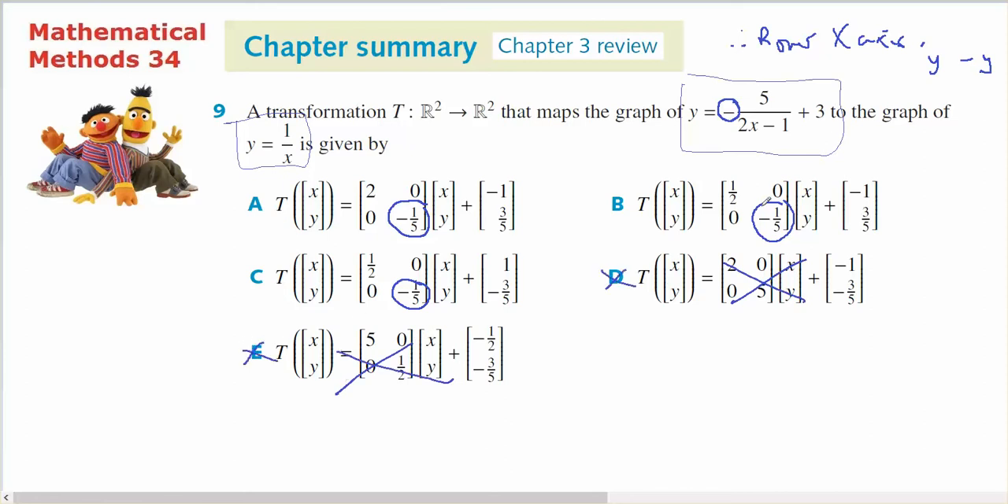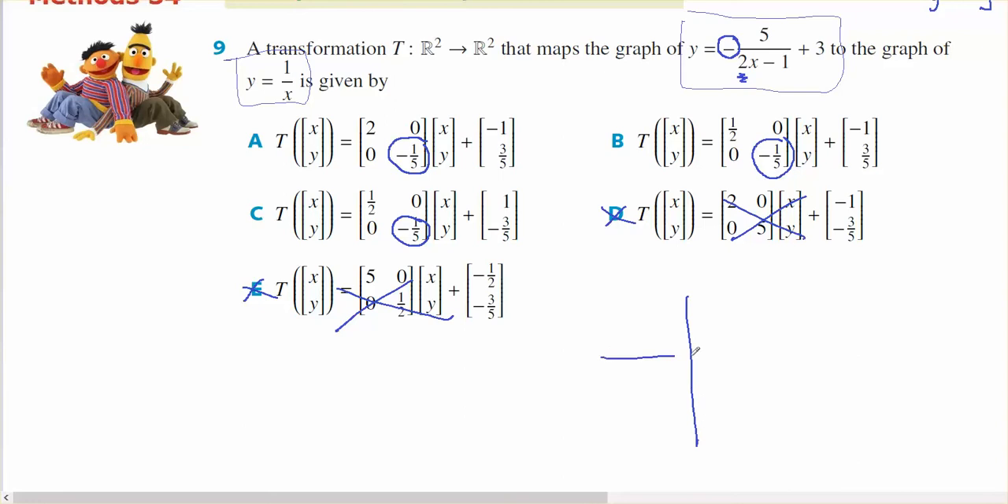They're all negative 1/5, so I can't get rid of any of them because they're all the same. I can see that there's a 2 here, but I've also got some translations. I need to think about this a little bit. I know the original has an asymptote at 1/2, and it has an asymptote at 3. Now, if the y value is multiplied by negative 1/5, and all of them are negative 1/5, the dilation and reflection will happen before the translation.